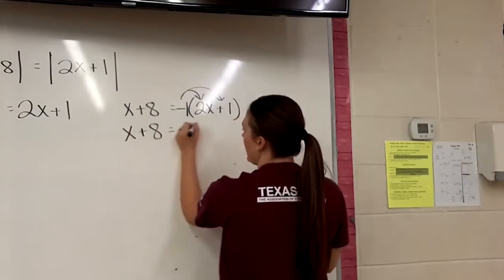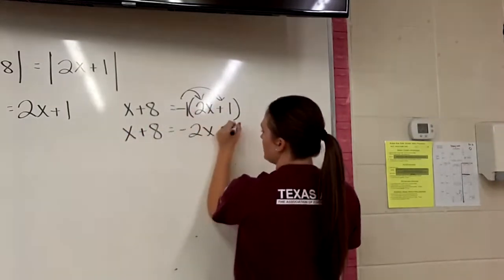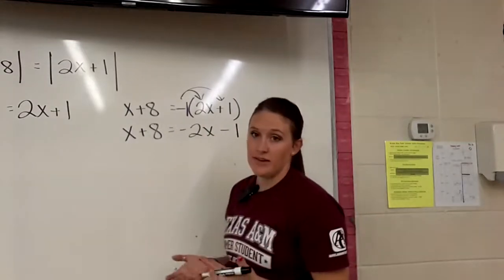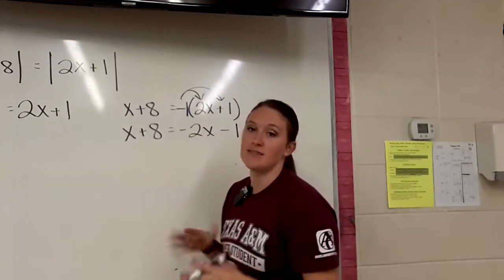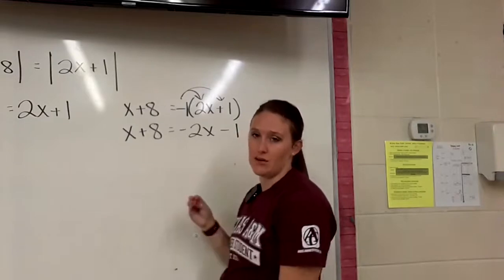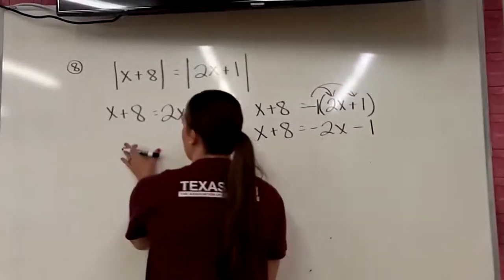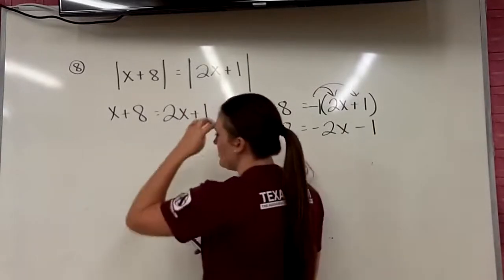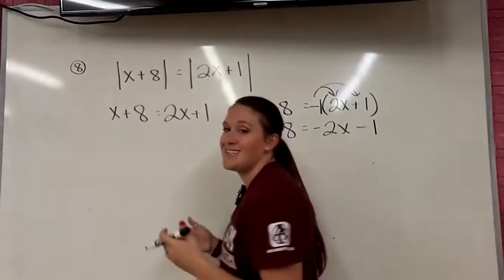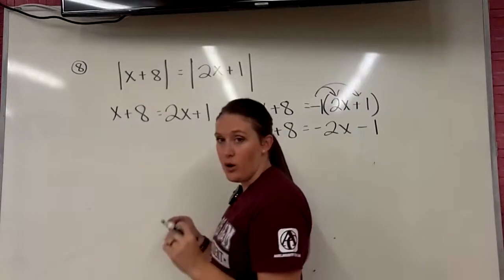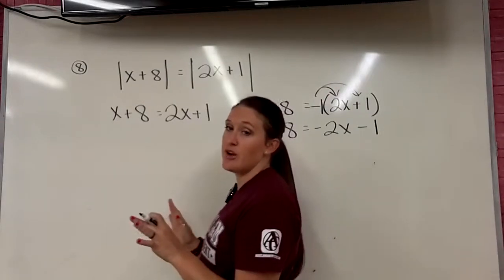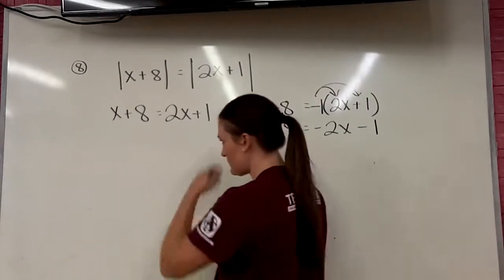So if I do that, it becomes negative 2x minus 1. It basically changes the sign of everything, not just one number, not just your x, that whole side of the equal sign. So now here's my two equations that I have to work out. So right here, x plus 8 equals 2x plus 1. So on this problem, we need to get our variables together first. Always get your x's together before your other numbers in case stuff cancels out.